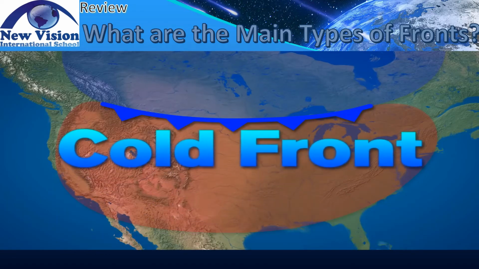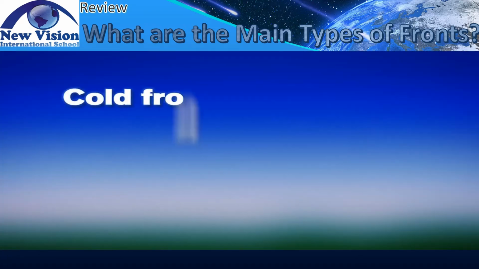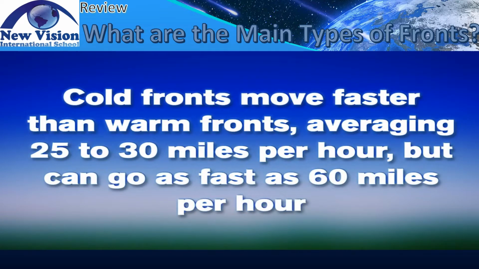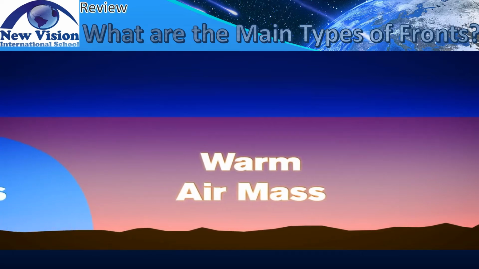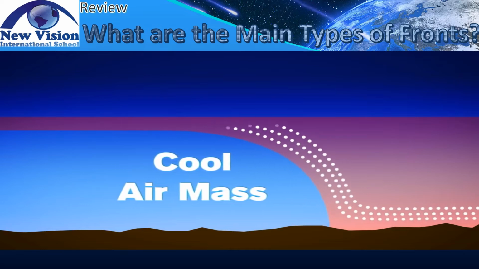A cold front occurs when cold, dense air overtakes warmer air. Cold fronts move faster than warm fronts, averaging 25 to 30 miles per hour, but can go as fast as 60 miles per hour. Cold fronts stay close to the ground and have a steeper angle than a warm front. They will move across the ground and lift existing air at a very rapid rate.